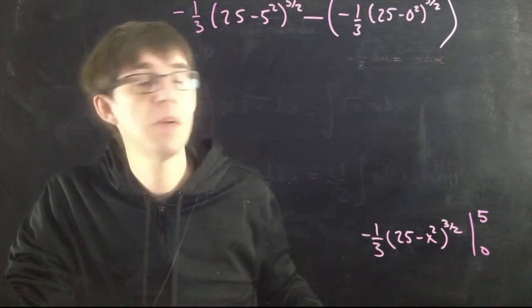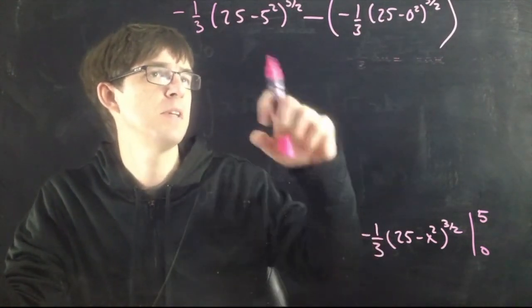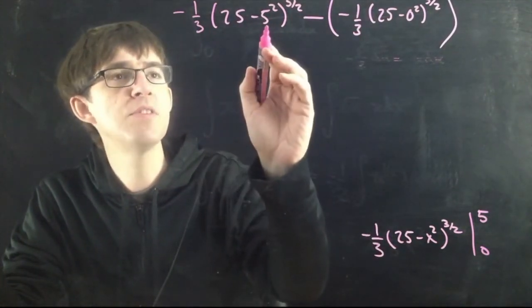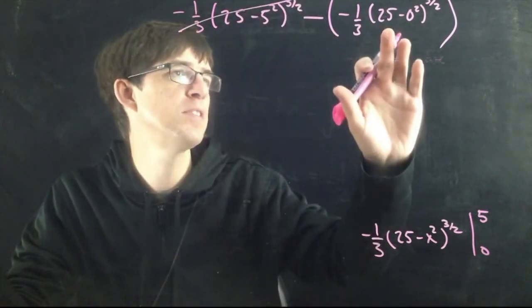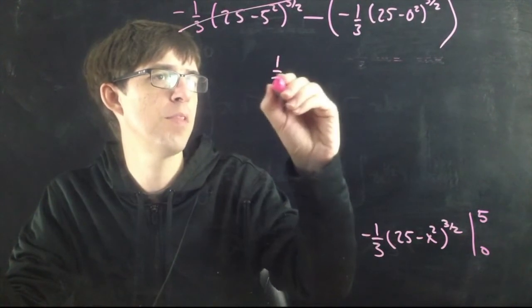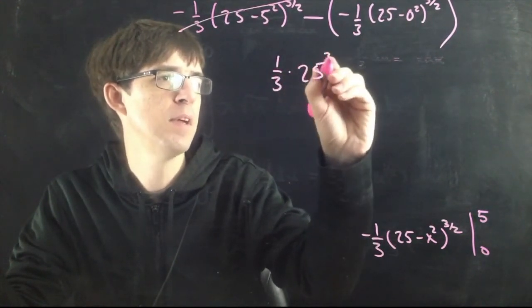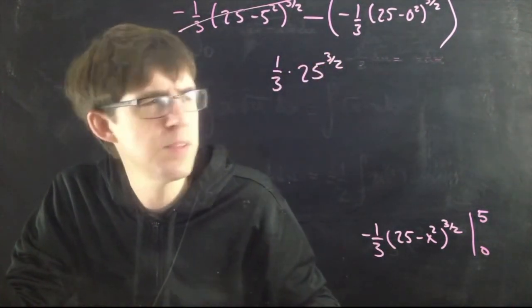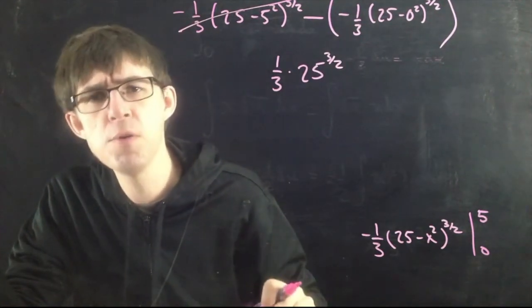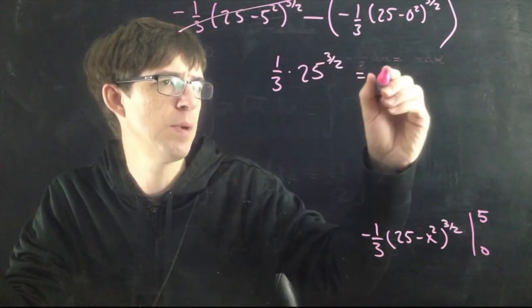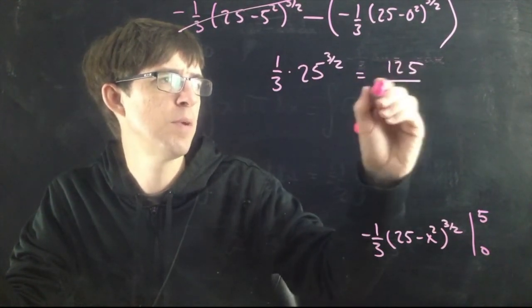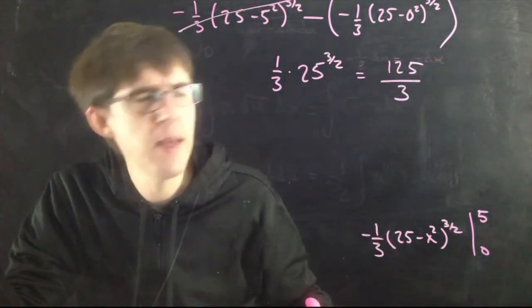That's the answer. You plug it into your calculator if you want. Actually, this one is not so hard to do by hand. 5 squared is 25, so 25 minus 25 is all going to be 0. And then over here, this is 25 to the 3/2. Really, I get 1/3 times 25 to the 3/2. What does a 3/2 mean? The square root and then do the third power. So the square root here is 5, and then you do the third power, which is 125. So this is actually 125 over 3. Do you care about that? I don't know.